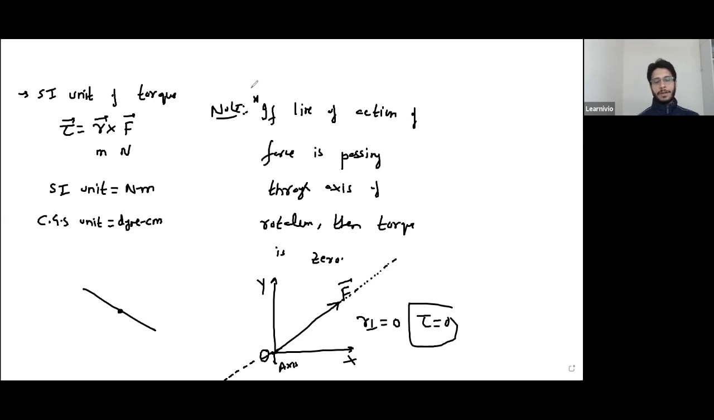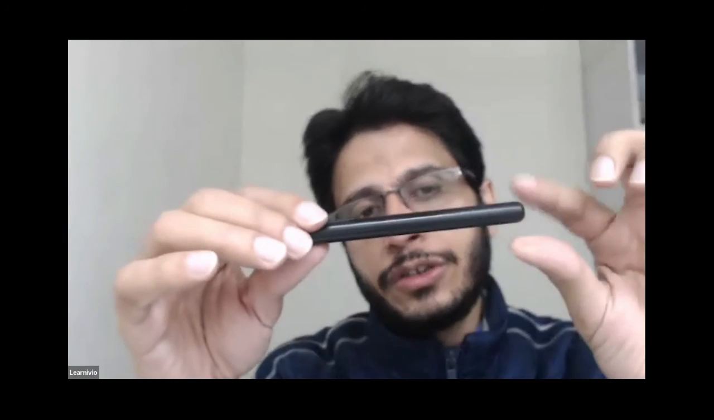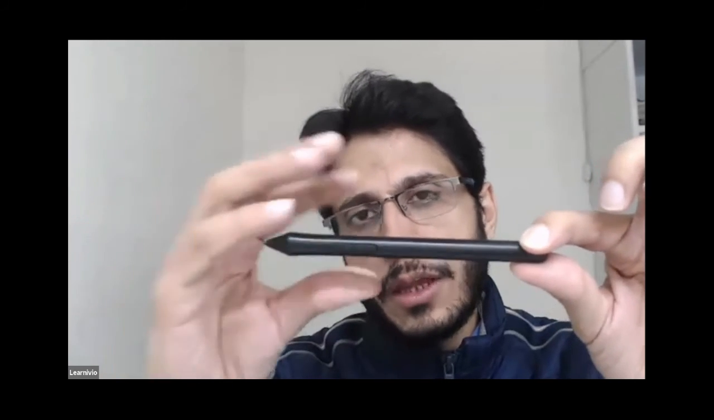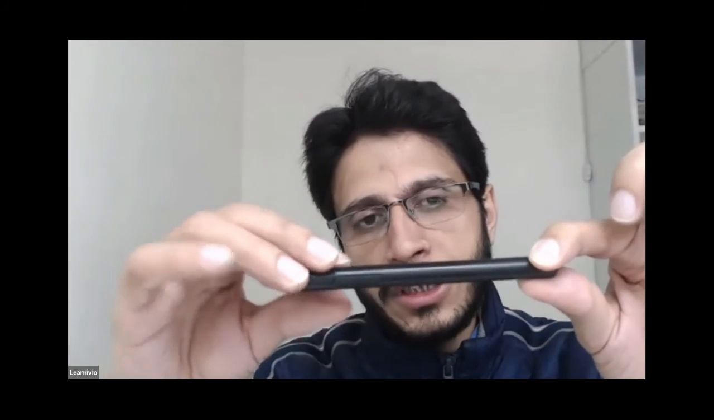The statement that I have written here is basically, if I take this pen, I fix this pen to this axis and start pulling this pen outwards, will this pen rotate? No. This pen will never rotate, but if I push in this way, then it can rotate. Basically, when I'm pulling this pen, the line of action of force is passing through this axis of rotation. When line of action of force passes through the axis of rotation, then perpendicular distance is 0. And when perpendicular distance is 0, that means your torque is 0.